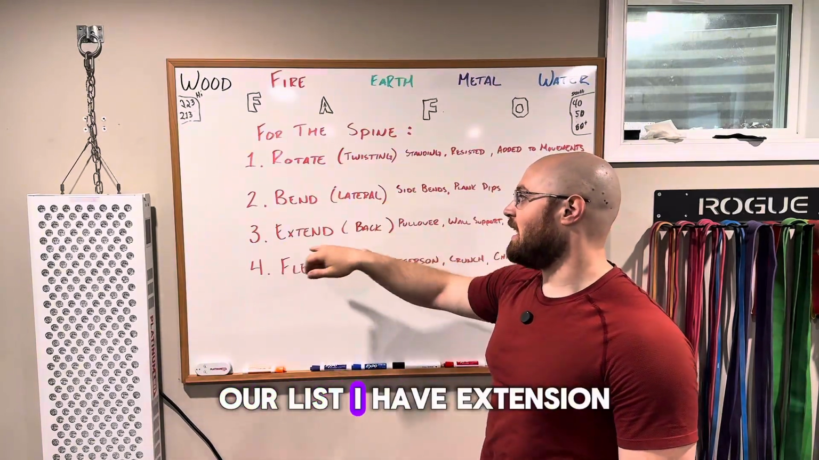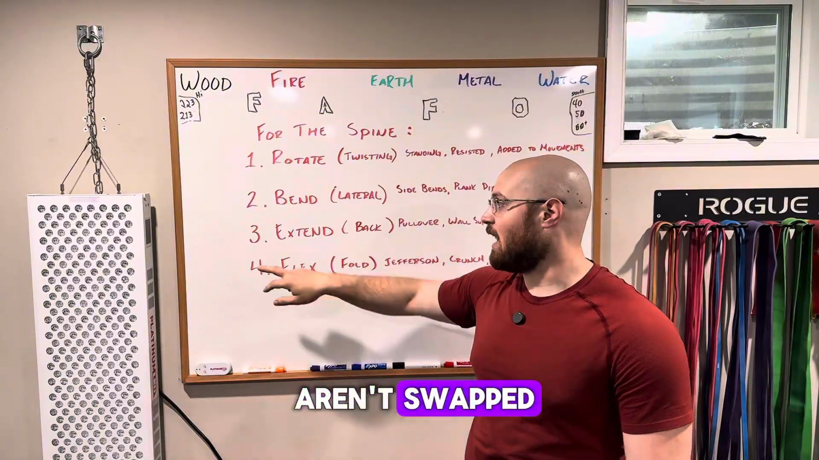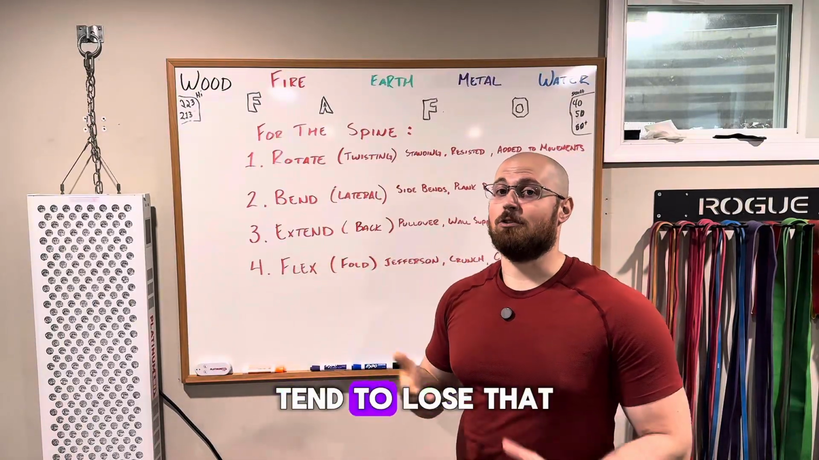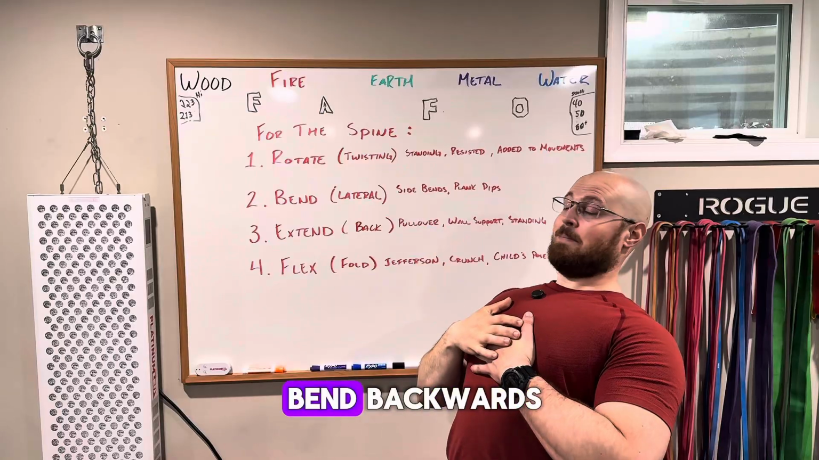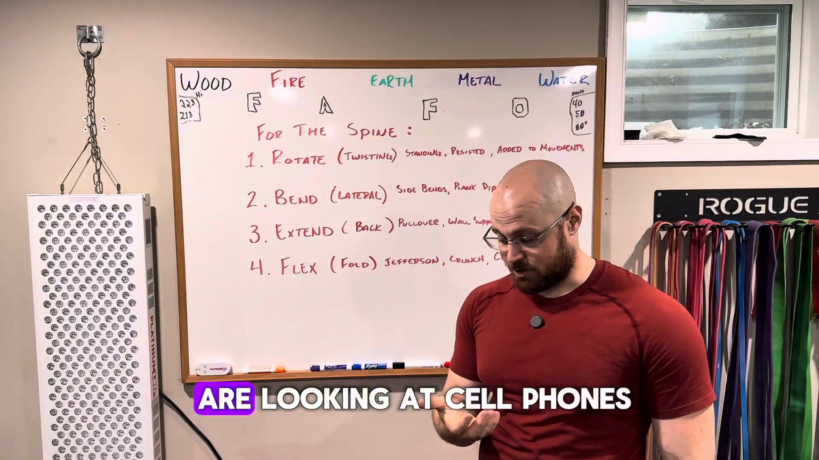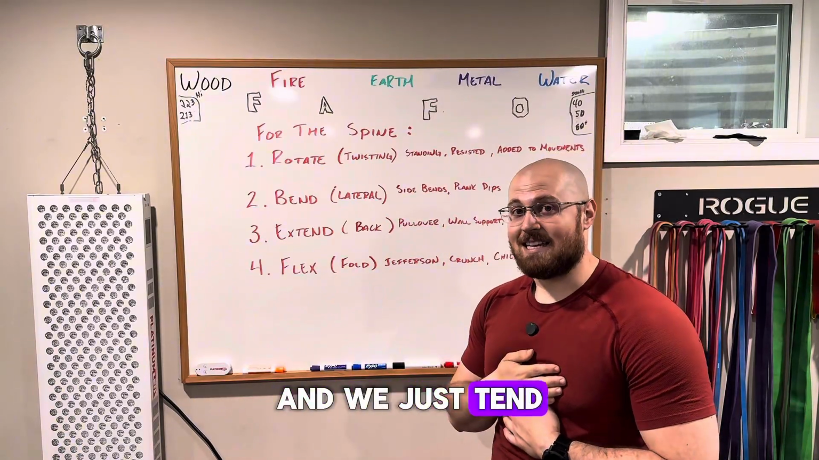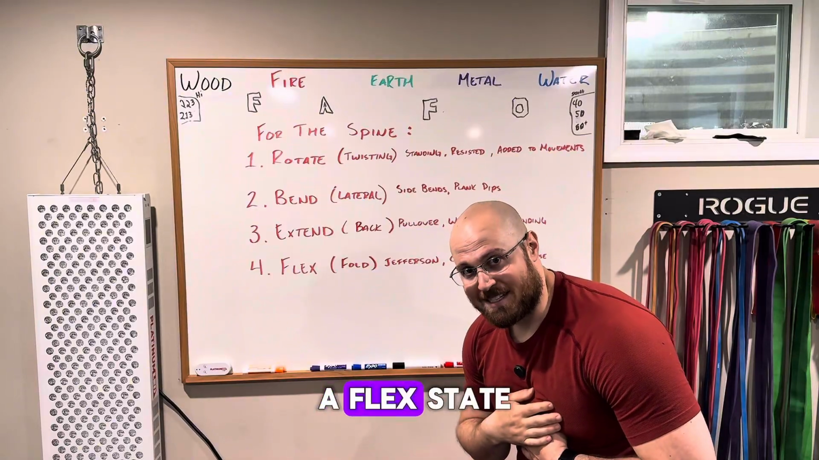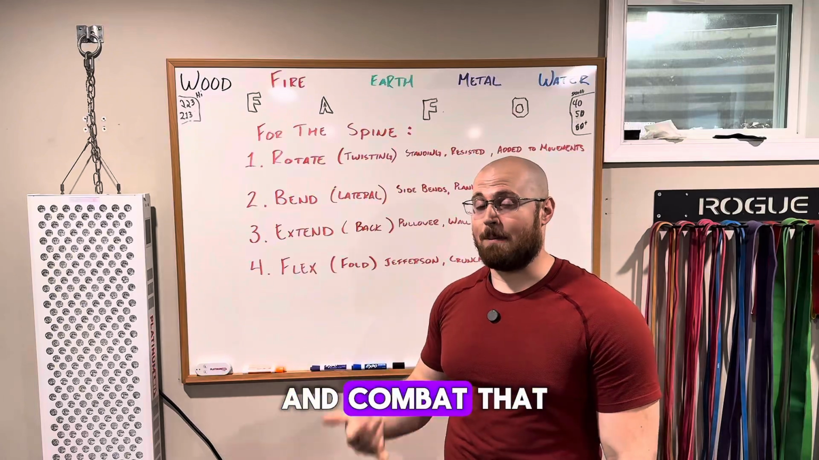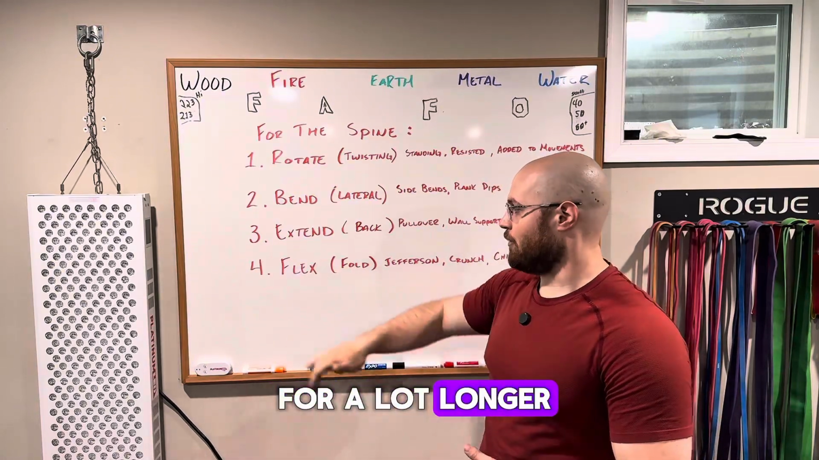Number 3 on our list, I have extension. And really the only reason flexion and extension aren't swapped is the majority of us as we get older tend to lose that ability to extend or bend backwards. And a lot of that is due to modern technology. A lot of us are looking at cell phones or we're sitting in chairs for long periods of time, and we just tend to get locked into more and more of a flex state. And that's why I have it as number 3 on our list, is we want to try and combat that so that we can keep a neutral posture for a lot longer.